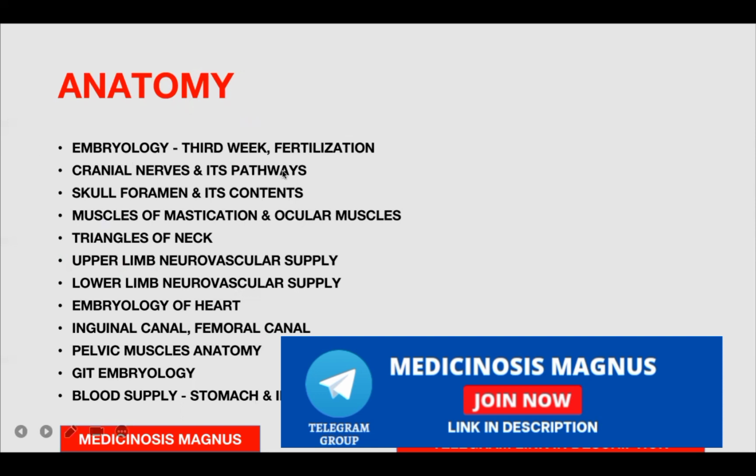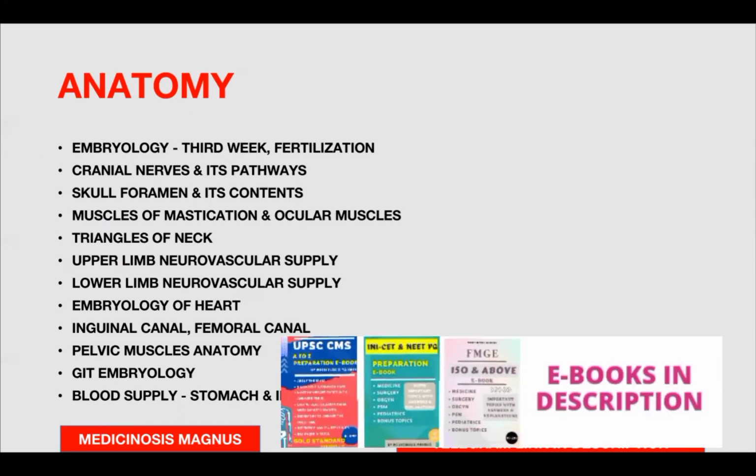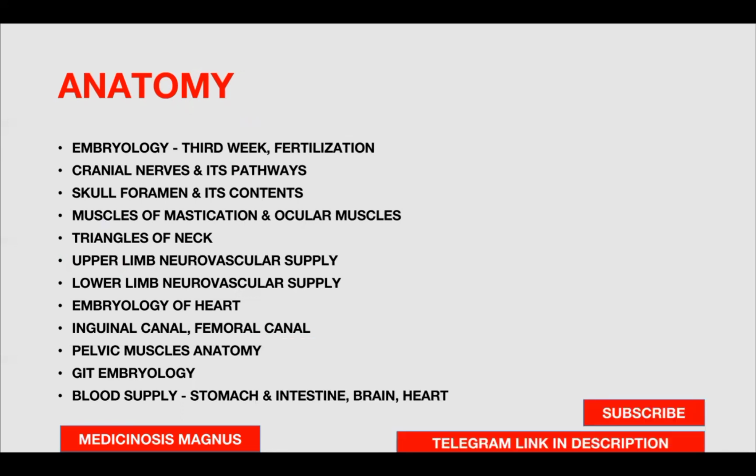Then cranial nerves and their pathways. You should know about each cranial nerve from its origin and where it courses through, and if there is any problem in the cranial nerves, what are the diseases that can be seen. Then skull foramen and its contents, that is very important. Muscles of mastication and extraocular muscles. Triangles of neck and what they consist of.